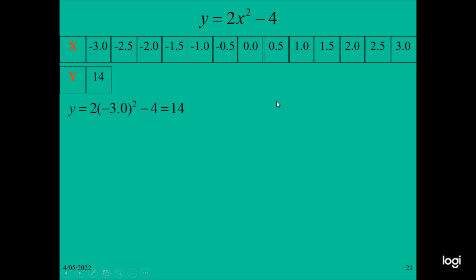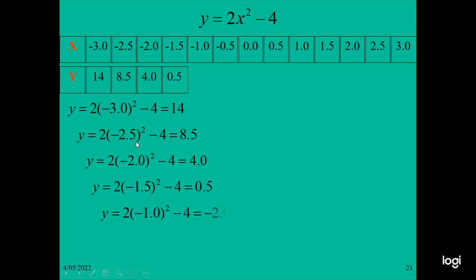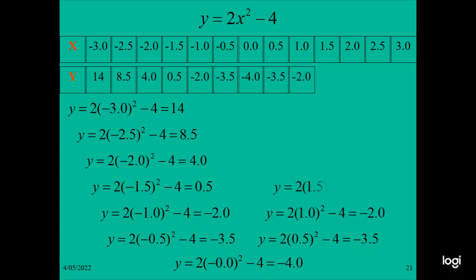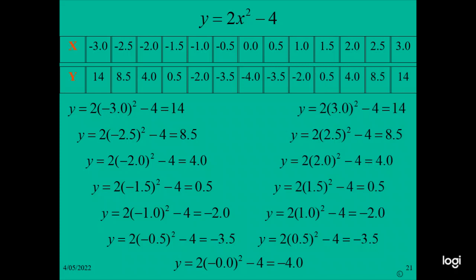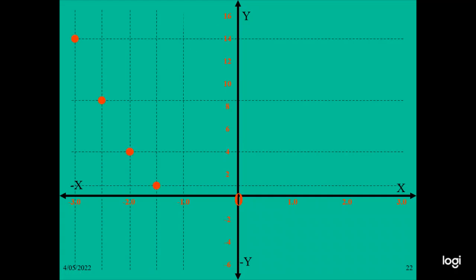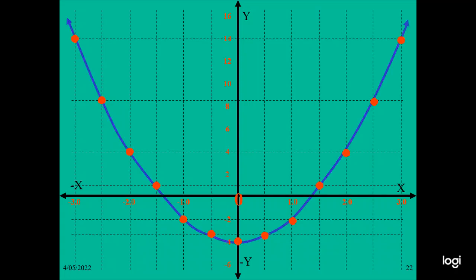In this case, if you put x as minus 3, then 2 into minus 3 squared minus 4 is 14. Similarly, you can calculate the other values. Then you put them in and calculate the y value. Those x and y values you can put on the scale, then you draw the graph and connect the points. So this is the graph of y equals 2x squared minus 4.